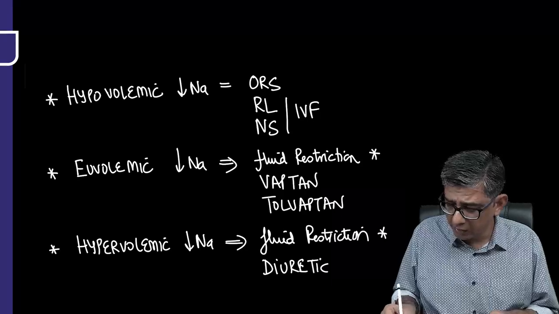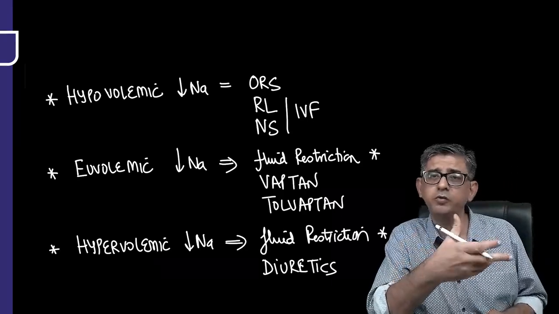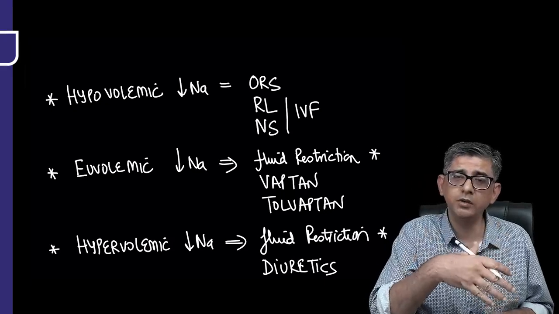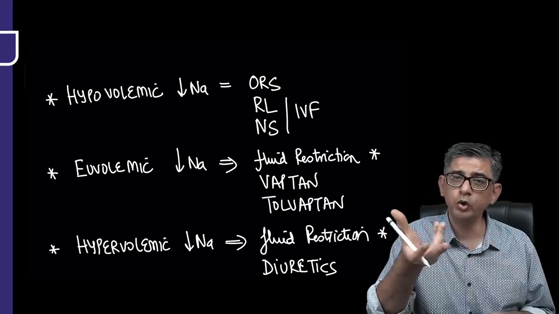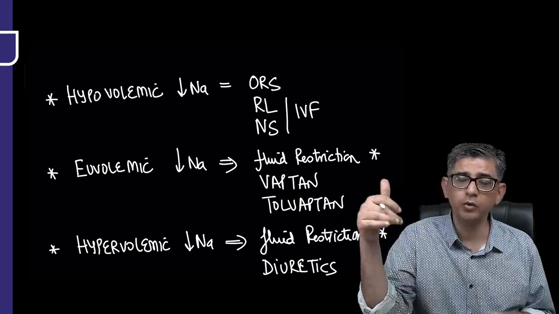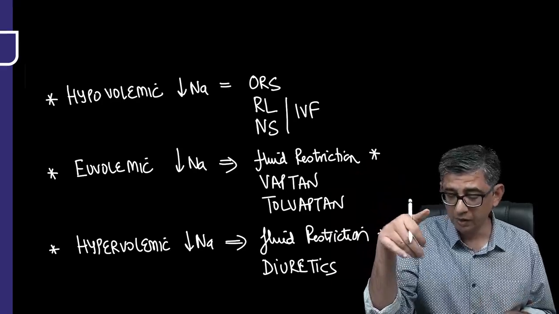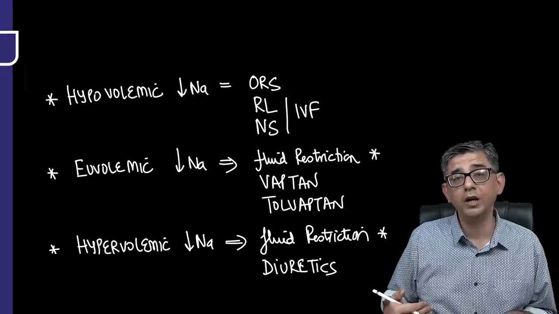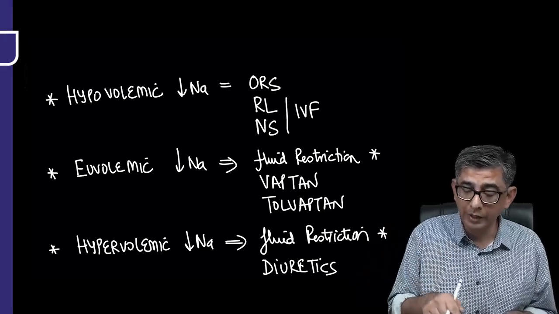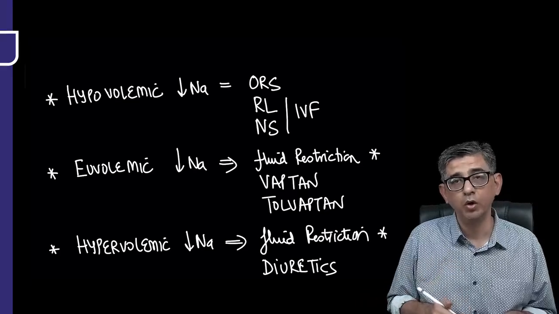The choice of diuretic can vary. In acute kidney injury, furosemide. In chronic kidney injury, we tend to use metolazone or thiazide group of diuretics. In ascites, we tend to use spironolactone. So the choice of diuretic can vary, agreed. But then, you need to answer treatment of hyponatremia based on the etiology that has been given to you.